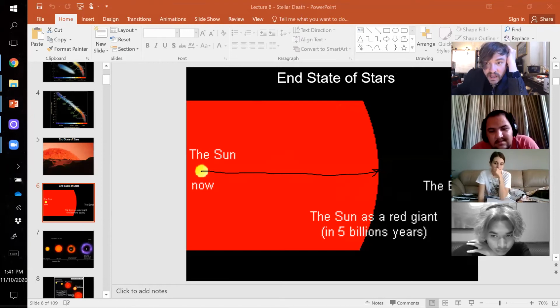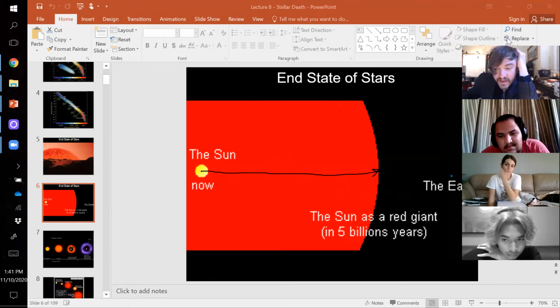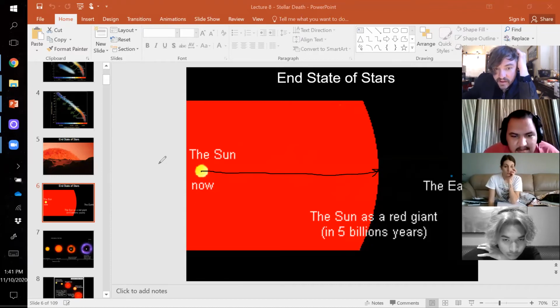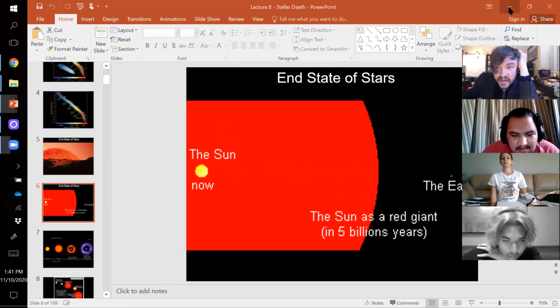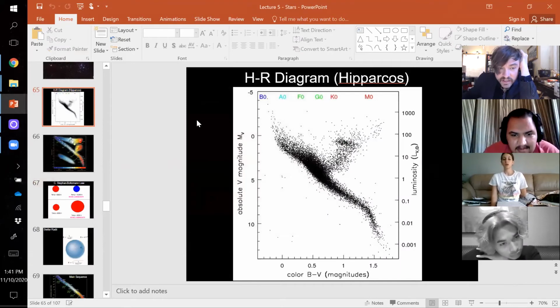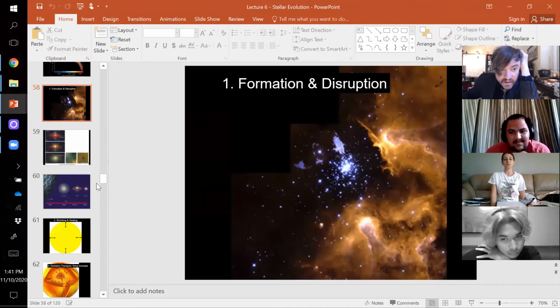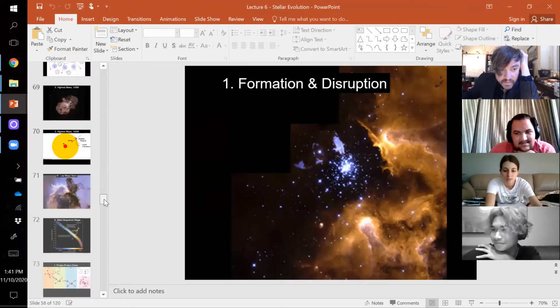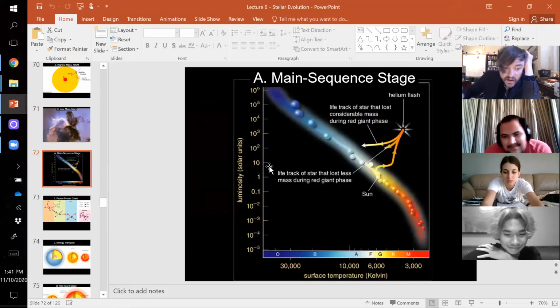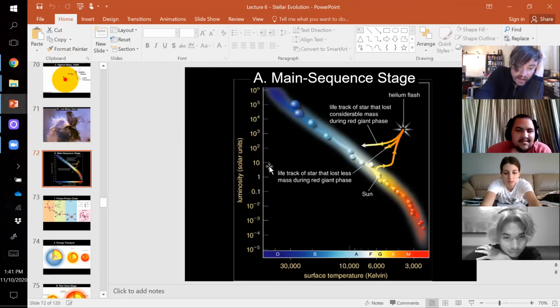It'll probably swallow up the planets Mercury and Venus, and there's debate about whether or not it will swallow up Earth. This is when a star becomes a red giant. When a star becomes a red giant, it makes a kind of evolution on the HR diagram. And I have a picture of that here. Let's look at this picture. This is what our sun will do when it turns into a red giant.